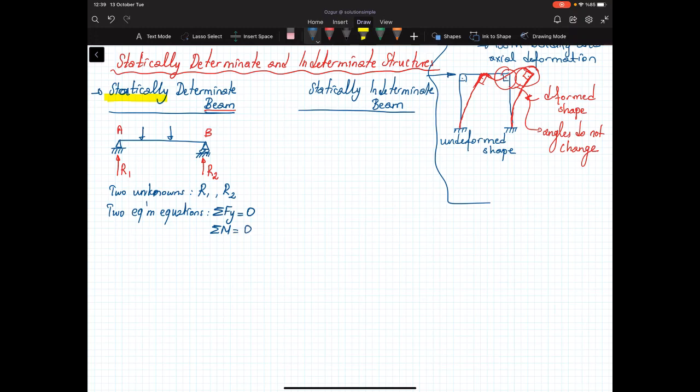That's equal to 0. So as you see, we got two unknowns. I can write two equilibrium equations. I can determine all the unknown forces by using the equilibrium equations. So that's a determinate structure.